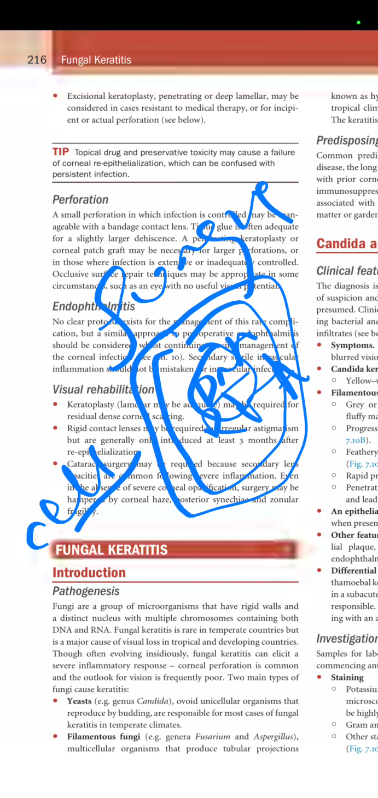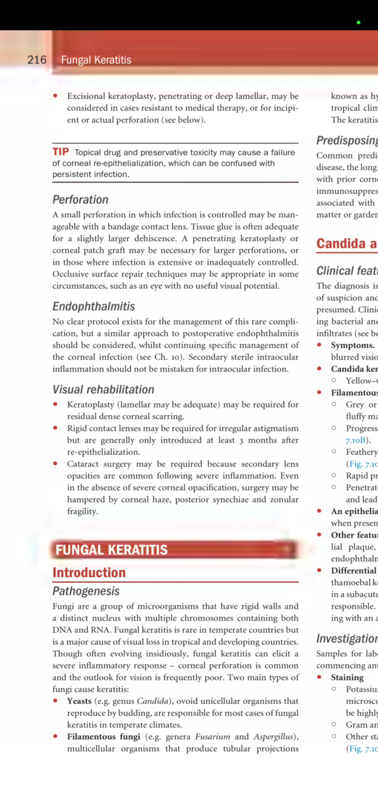Fungal keratitis is rare in temperate countries but is a major cause of visual loss in tropical and developing countries. It is a very common cause of keratitis in the developing countries and in a tropical environment, though often involving insidiously. Fungal keratitis can elicit a severe inflammatory response. Corneal perforation is common, and the outlook for the vision is frequently poor.